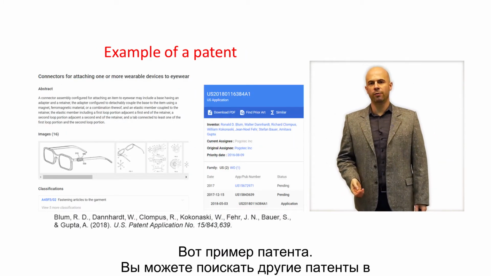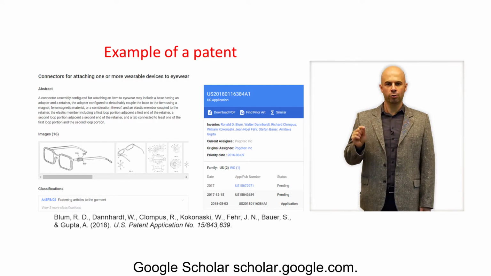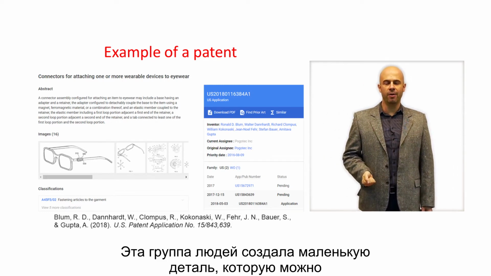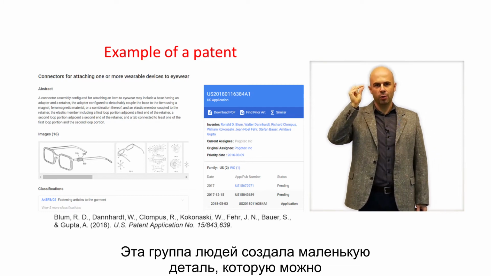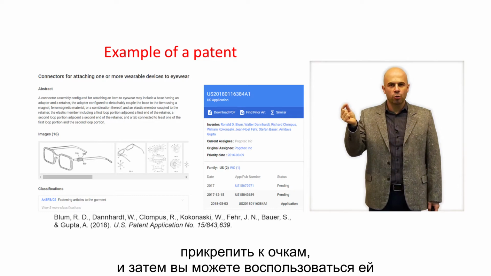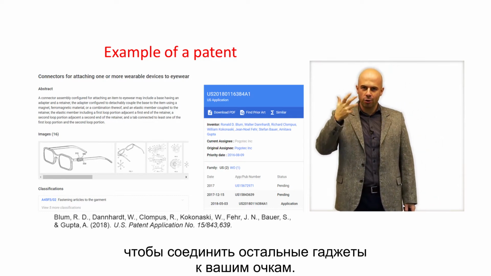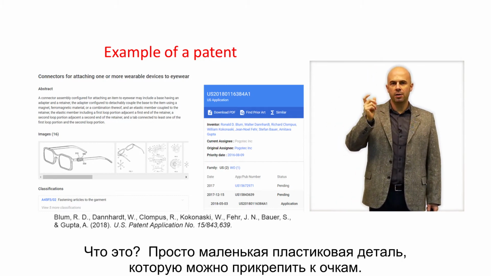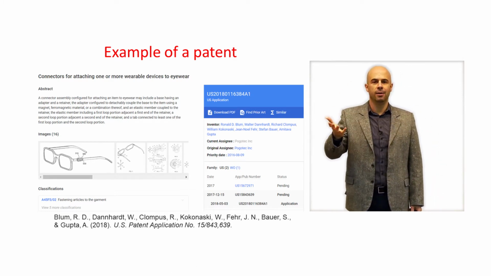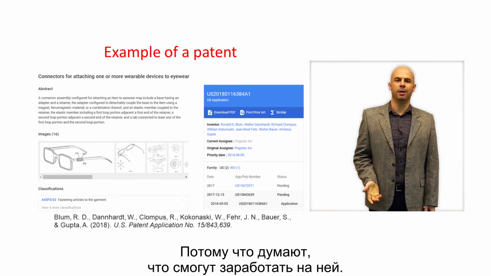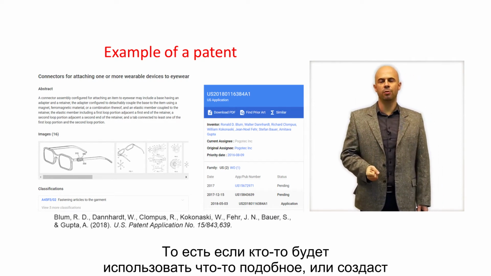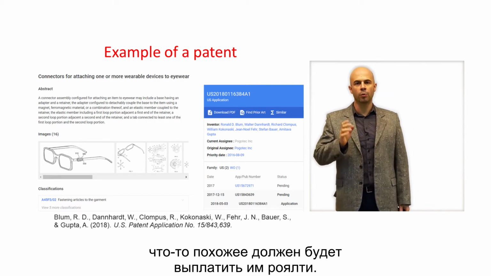You can look for more in Google Scholar, scholar.google.com. This team of people, they invented a little thing that you attach to your glasses, and then you can use that to connect things, the technology devices to your glasses. What is it? It's just a little plastic thing you attach to your glasses. They patented it because they believe they can make money from it. So anyone who will use something like that or create something like that needs to pay them royalties.